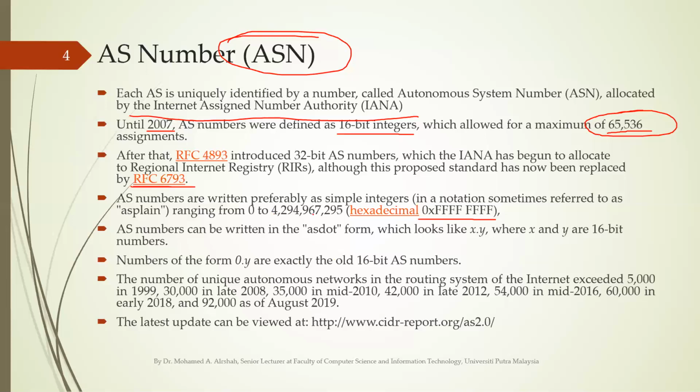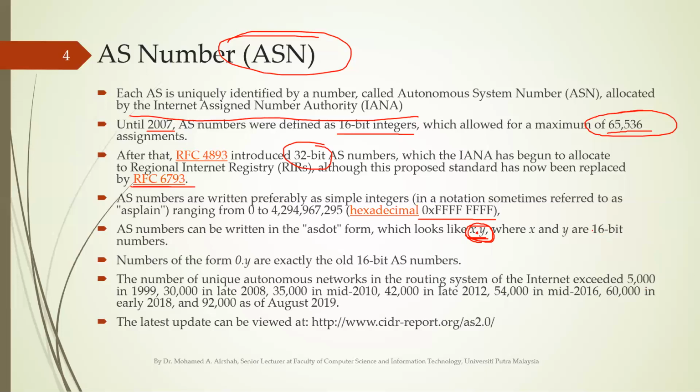Also, these numbers can be written in what they call the AS dot. AS dot will be divided into two parts. The first part is X, and the second part is Y. And between the X and Y, there is a dot here. The X and Y are 16-bit. Every part of this form is 16-bit, and together they form the 32.